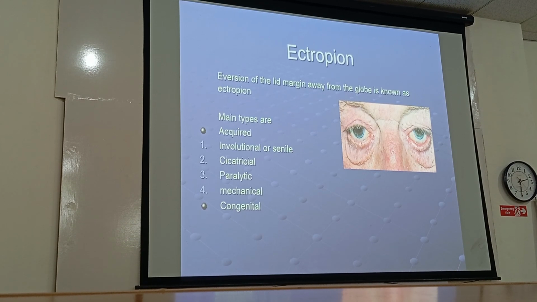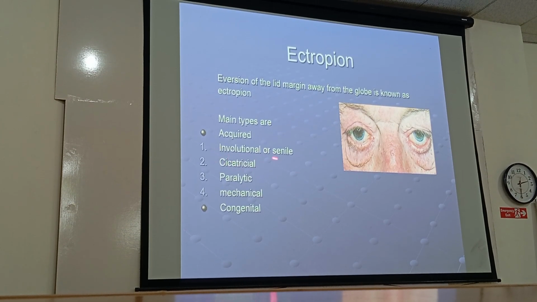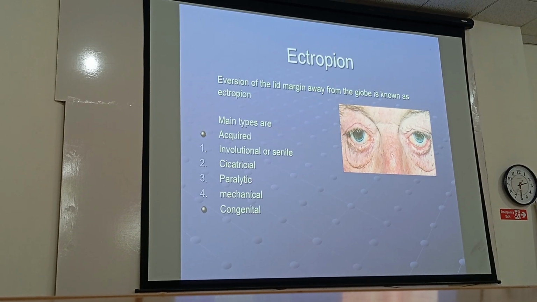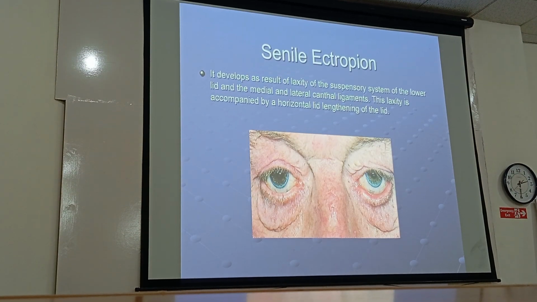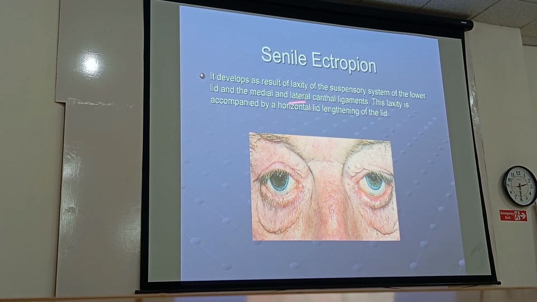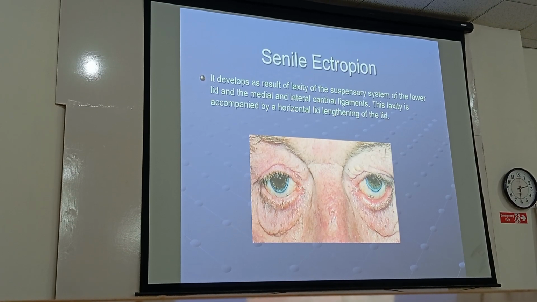First, it strikes. You can see it is just opposite of that. Acquired are same causes हैं. Involutional और senile, cicatricial, spastic की जगह paralytic आ गया और mechanical आ गया, इसमें congenital आ गया. It develops as a result of laxity of suspensory system of the lower lid and the medial and lateral canthal ligaments. This laxity is accompanied by a horizontal lid lengthening of the skin of the lower eye. जिसका स्किन लैक्स हो जाती है, इसमें lengthening होती है, साथ में canthal ligaments की weakness होती है.